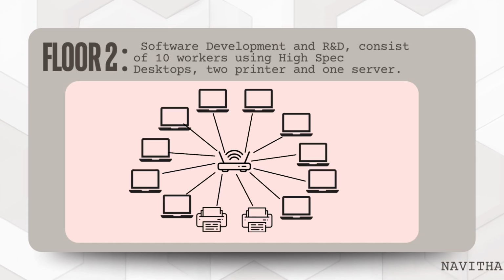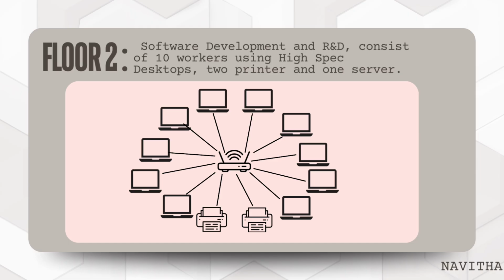Now, let's look at floor 2, which is the software development and R&D department. This floor consists of 10 workers who are using high spec desktop computers for programming, testing and research. All the desktops are connected to a central network device such as a switch or wireless router which allows them to share resources and communicate efficiently within the network.